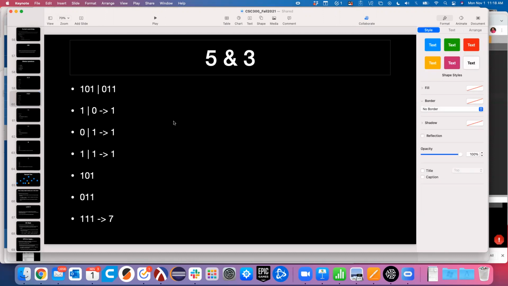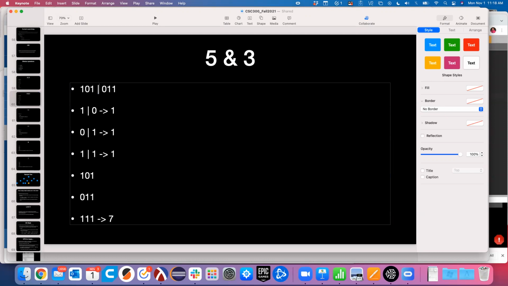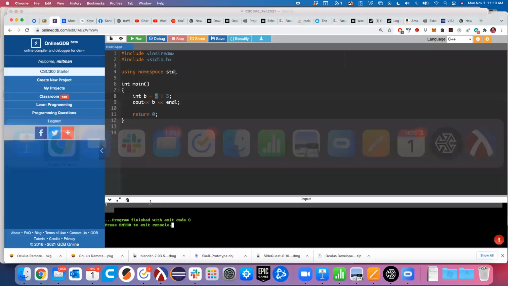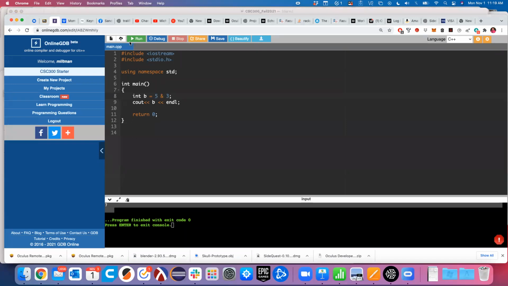If I do the same thing with an AND, exact same thing is kind of going down. Oops, sorry. But now we are doing ANDs here. So for an AND to be true, both need to be 1s. 1 and 0 is 0. 0 and 1 is 0. 1 and 1 is 1. So that is 001 or a 1. Change this to an AND, run it again, we get a 1.